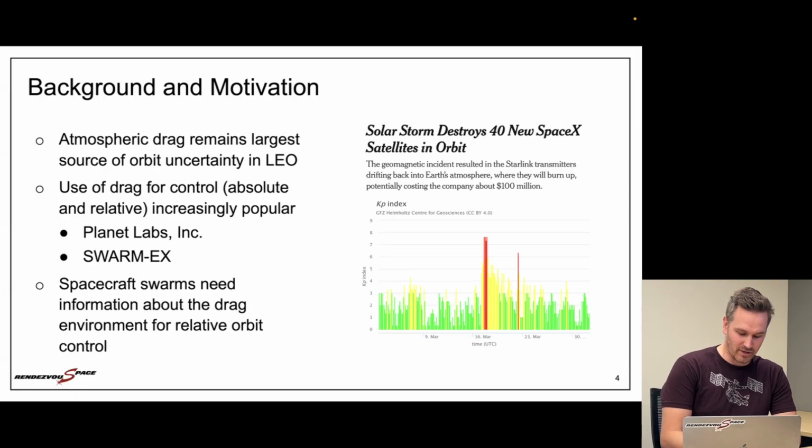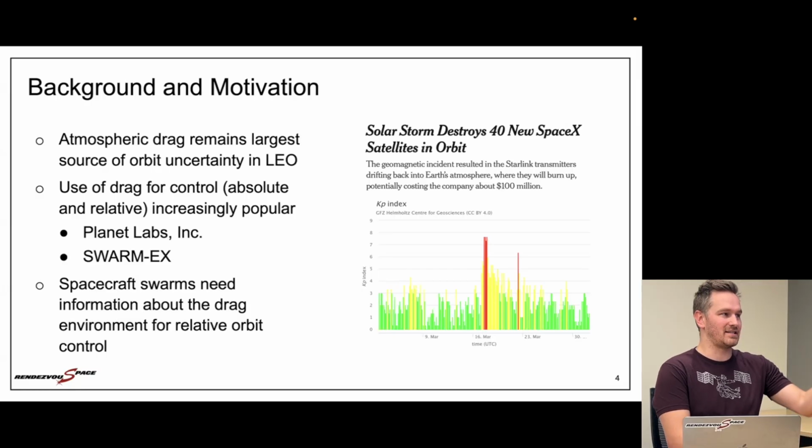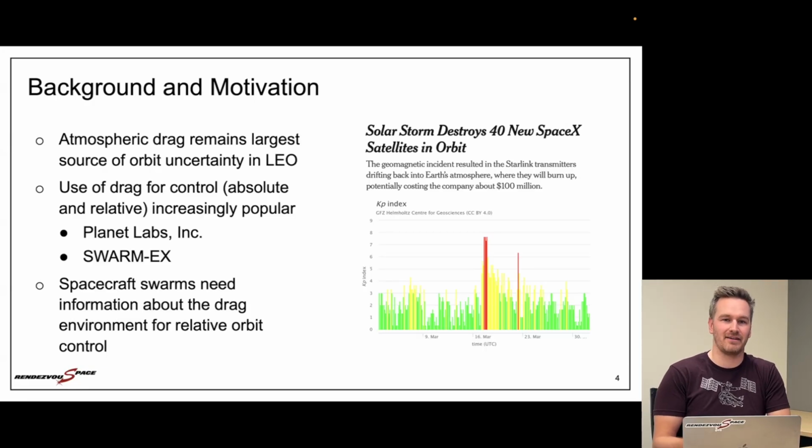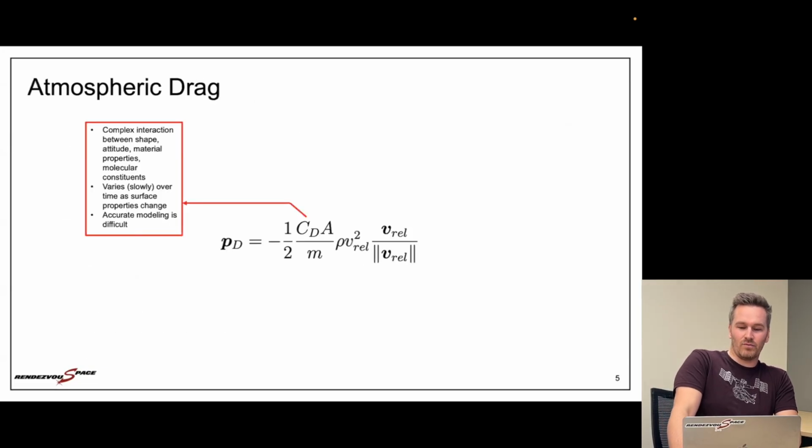So the problem that we're trying to solve here is that, I'm not going to address the absolute case as much, but spacecraft swarms need to know accurate information about the drag environment in order to do relative orbit control. And that information needs to be reasonable enough that they would actually take a control action based on it, right? If you have a very, very high uncertainty, you may decide not to take a control action because of that. And we want to mitigate that.